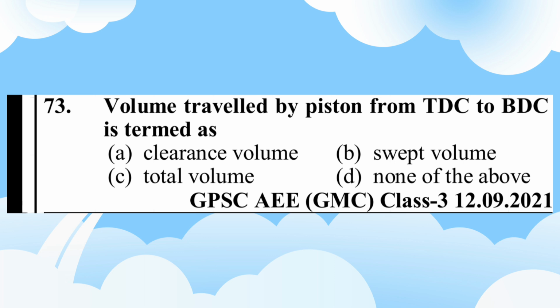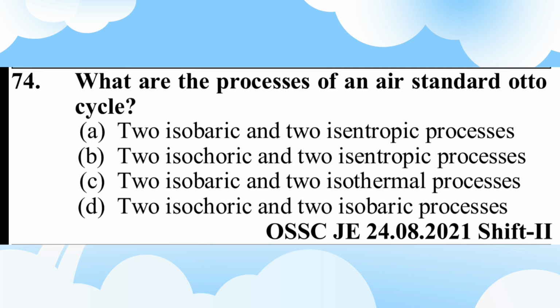Question number 73. Volume traveled by the piston from top dead center to bottom dead center is termed as A. Clearance volume, B. Swept volume, C. Total volume, D. None of these. B. Swept volume.